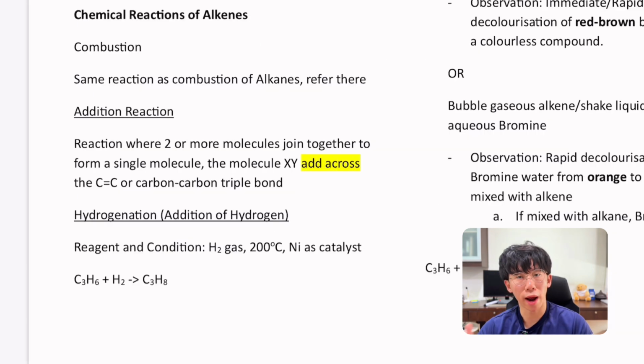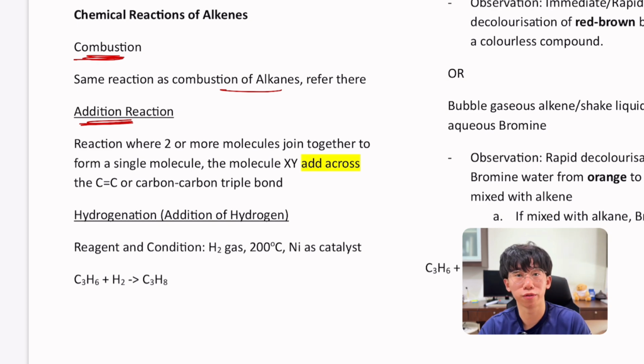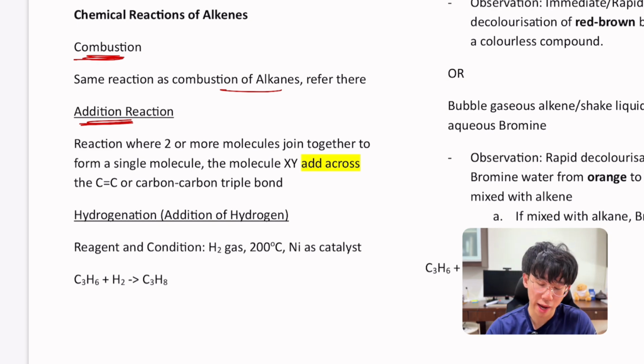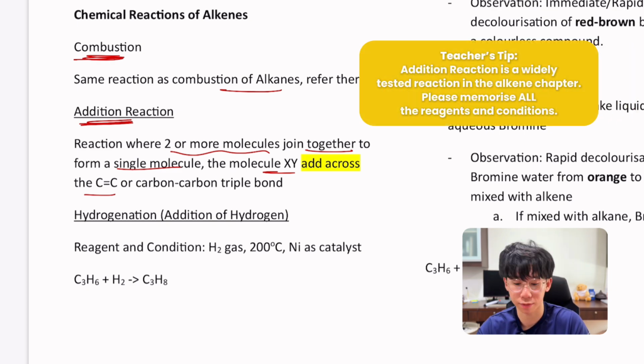Some of the chemical reactions of alkenes include combustion, because every organic compound can undergo combustion, so do refer to the combustion of alkanes for the same details. And alkenes can undergo addition. Addition reactions, by definition, are reactions where two or more molecules join together to form a single molecule. The molecule XY adding across the C=C double bond is an example of this. I'm going to show you how this adding across the double bond will occur.